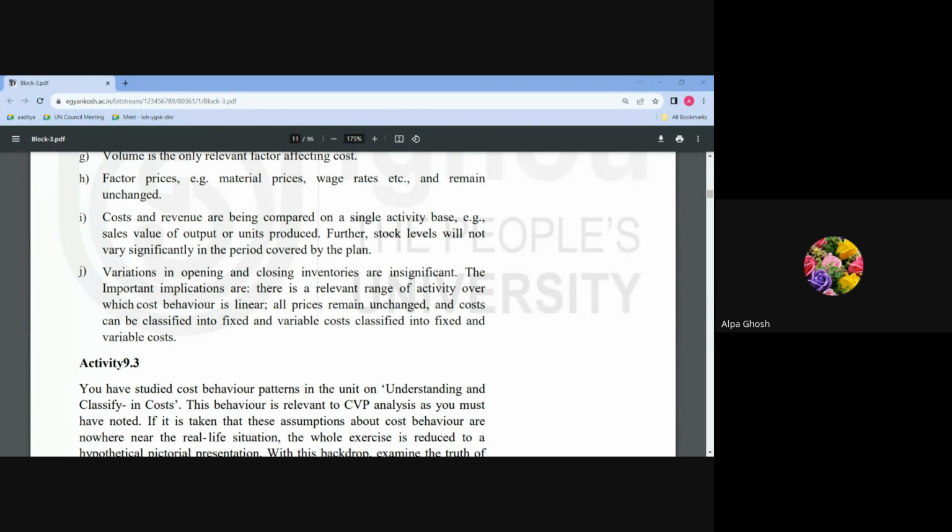So maybe if we get 2 days for one block, I think we can do at least some justice with the topics. Otherwise, we are supposed to only clear your doubts. We are supposed to only throw light on what the contents are, what the terminologies are, what its implications are. That's all.